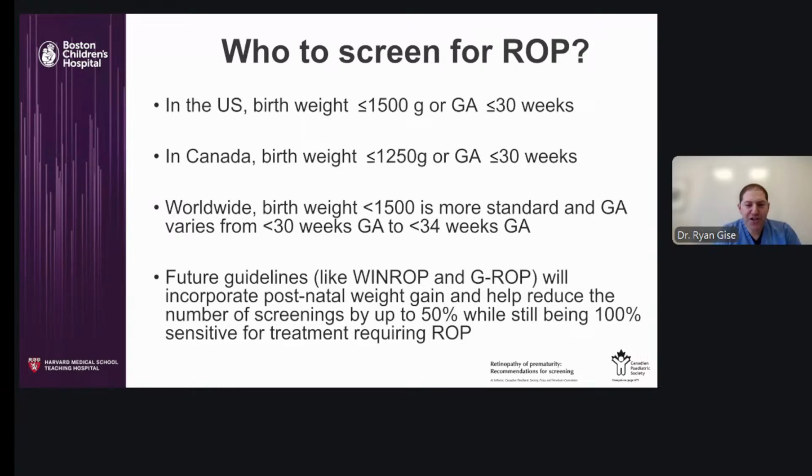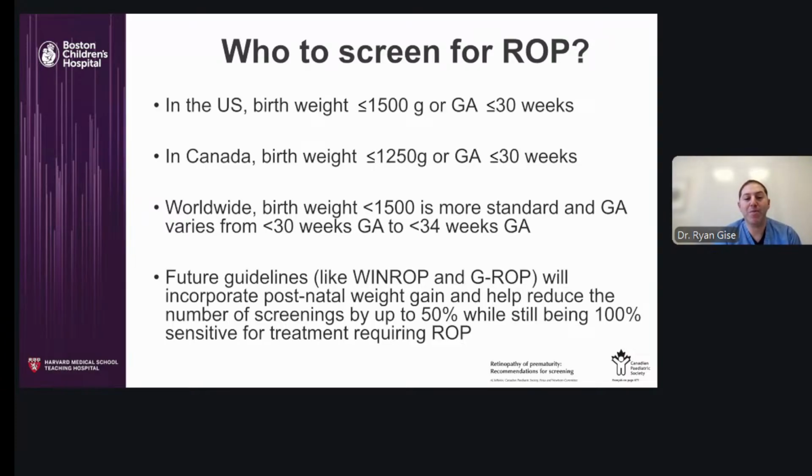And here's that question of WinROP and GROP. What they incorporate is postnatal weight gain to help reduce the number of screenings. It's just very important, again, to make sure that they are validated in your patient population before you use them. One of the ways that we're considering them too is that there are some babies who are outside of our screening criteria who would have become positive by GROP, for example.